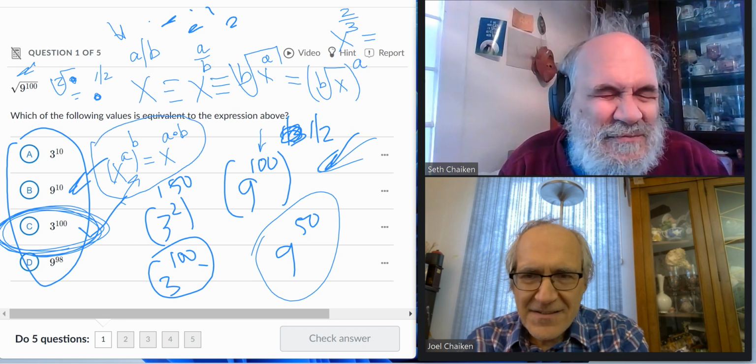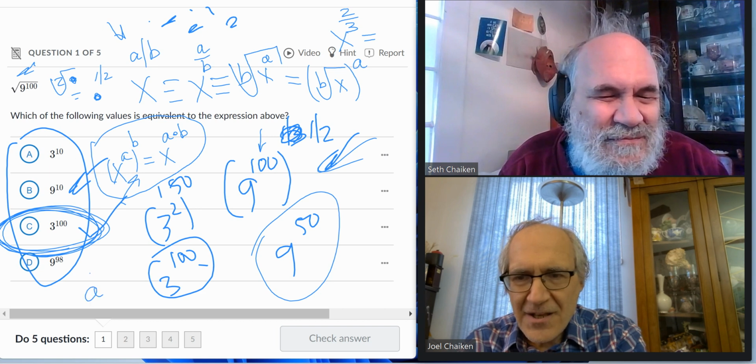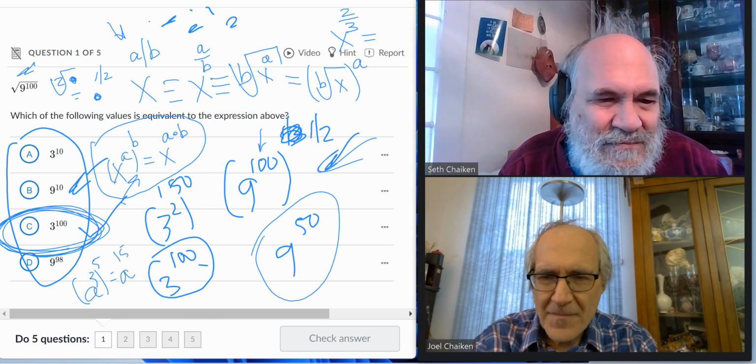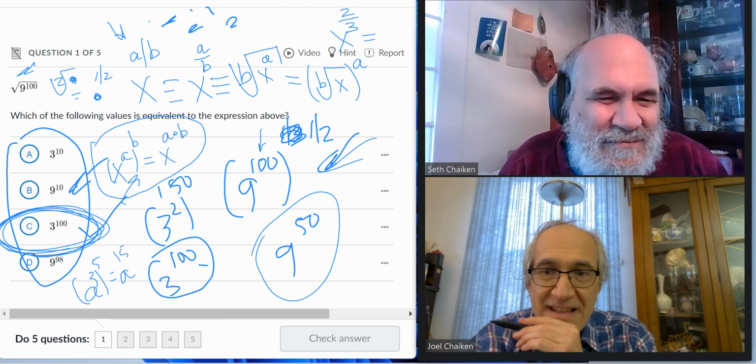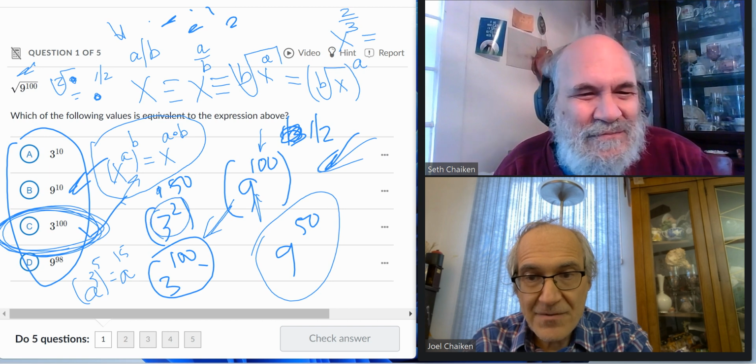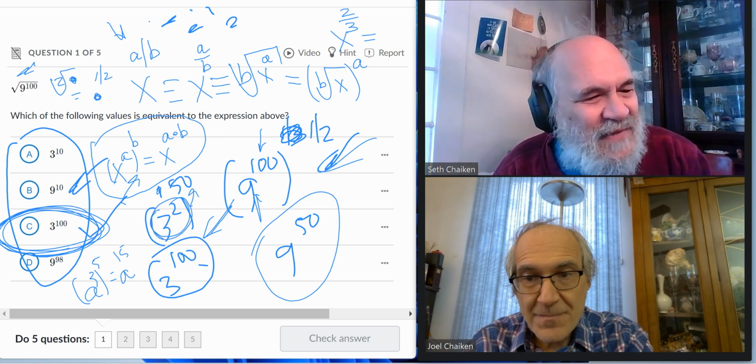So let's do an example there. A cubed to the 5th power is a to the 15th. Now we use that one here to go from here to here. We use that one because we wrote 9 as 3 squared. We wrote 9 as 3 squared to the 50th, which made 3 to the 100th power.